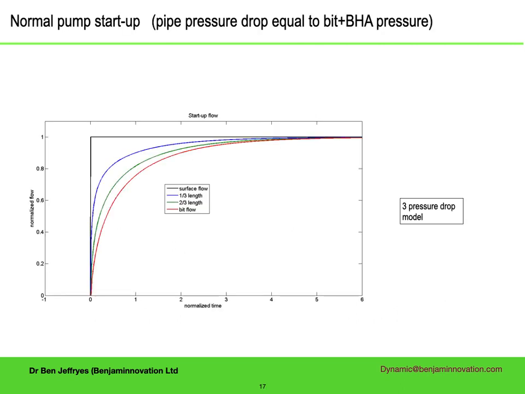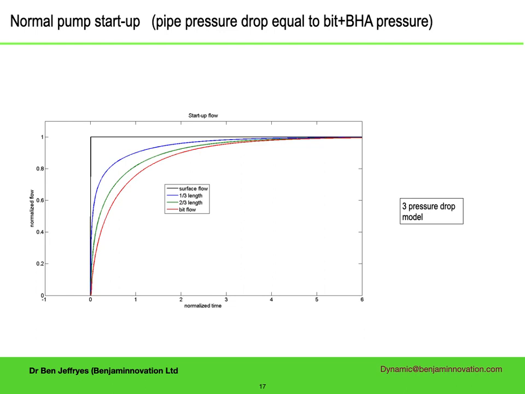So what about startup? This is for a 3 pressure drop model where the pressure drop along the pipe is the same as the bit pressure drop. I plotted the flow rate at the surface in black, and then along the pipe at 1/3 of the way down, 2/3, and at the bit. Everything looks quite well behaved as you go down the pipe. The flow rate is progressively more damped.